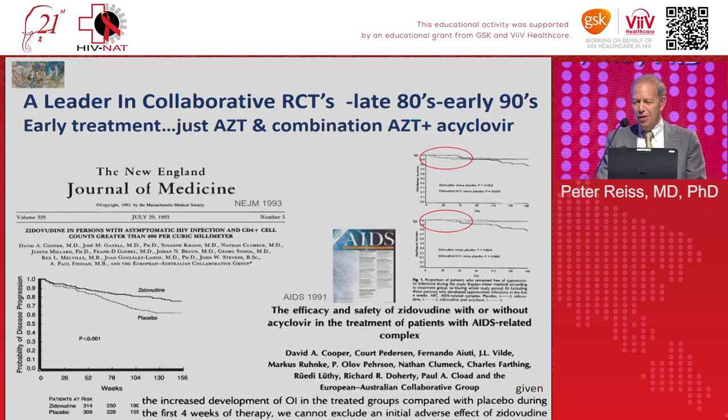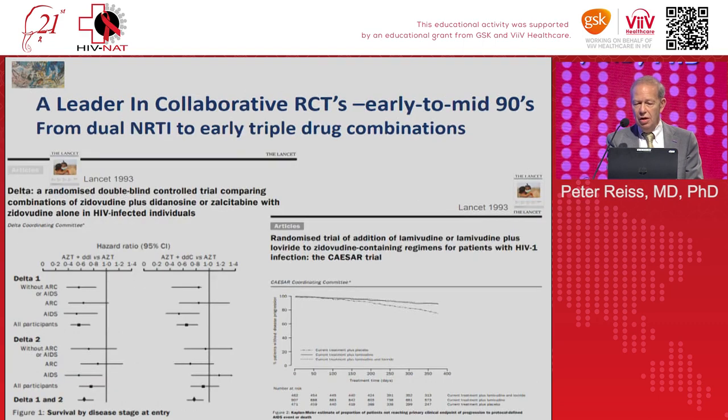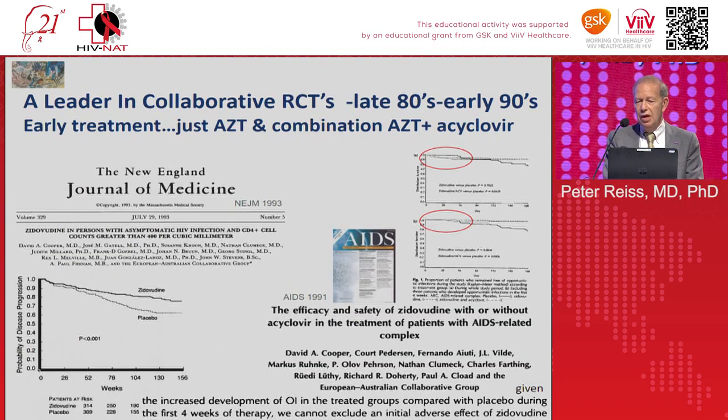Okay. Anyway, what you see here on the left is an early trial, an attempt at early treatment with zidovudine monotherapy, and on the right is a trial which looks at an early attempt at combination therapy with AZT and acyclovir. In that trial with AZT and acyclovir, they made a very interesting observation in the sense that the benefit was only shown after 4 weeks, whereas in the first 4 weeks there was actually an increase of OIs, and this was really a very early signal of what we later came to know as IRIS.